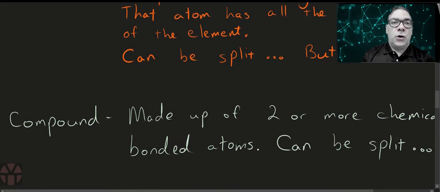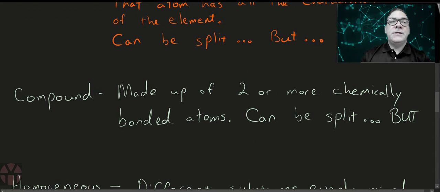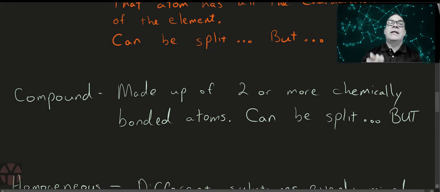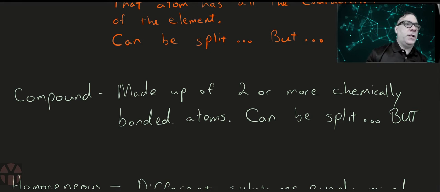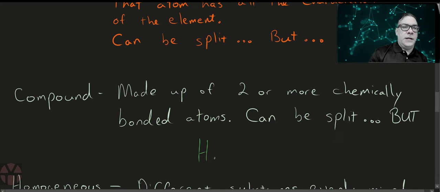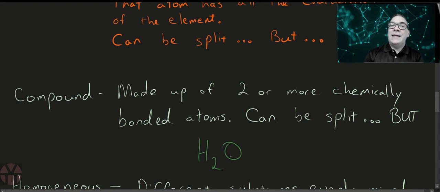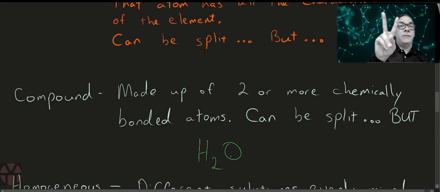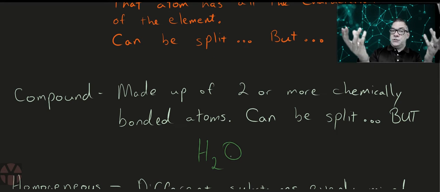Our next term is this idea of a compound. A compound is going to be made up of two or more chemically bonded atoms. I'm going to use the simplest one that we're all familiar with. We've all heard of water, H2O. So water is a compound. It is made up of two elements. On one side you have hydrogen, and on the other side you have oxygen.